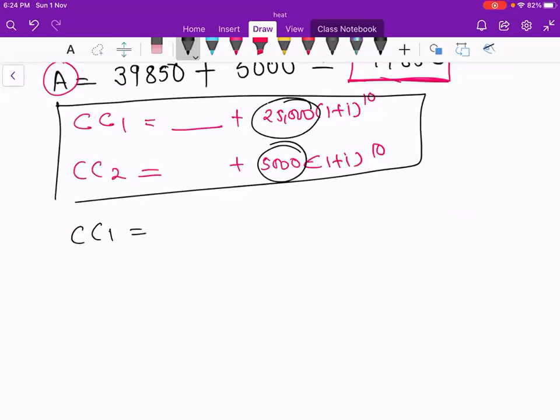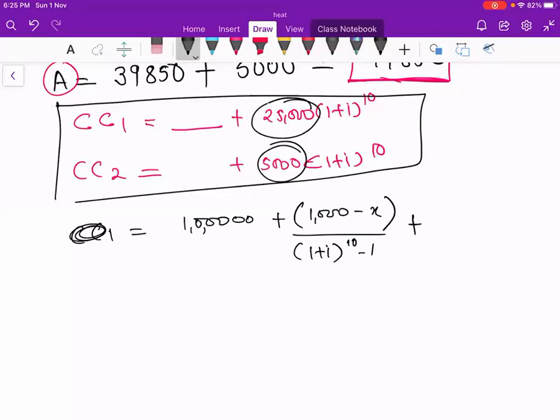Now for CC1, you have the formula again. If you want to solve it by CC1, the initial cost of the equipment is 1 lakh, plus you can calculate the salvage value here. If you don't want to calculate, it's okay, but you can calculate the salvage value. So 1 lakh, what will be the salvage value? Something upon (1 plus I) to the power 10 minus 1. This is CC, but for the final value it will be CC1 plus 25,000 (1 plus I) to the power 10. So this all will be there.